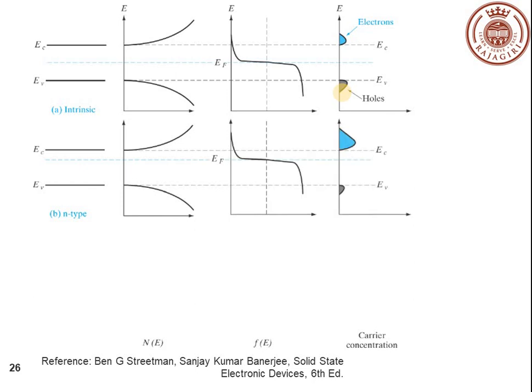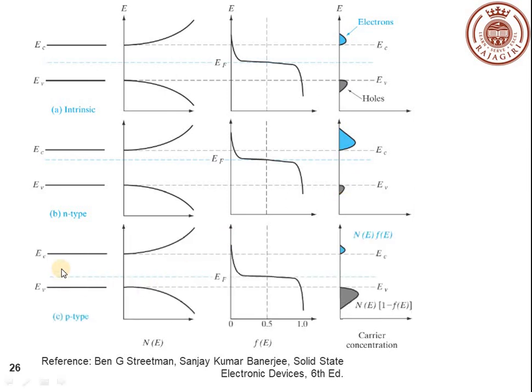Now for n-type semiconductor, the Fermi level lies near to conduction band. That means this f of E curve will be shifted upwards. That means here you are having a larger gap. F of E gap will be larger and 1 minus f of E gap will be narrower. So this value into this large value, you are having large concentration of electrons. This n of E value into smaller 1 minus f of E value, we are having a smaller hole concentration.